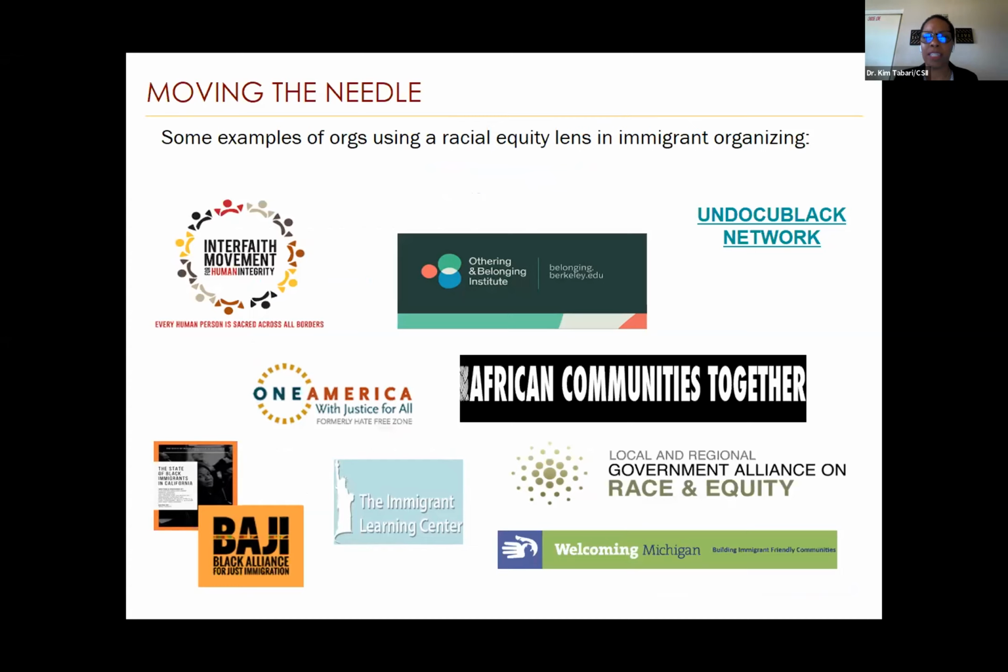And so moving the needle, here are some examples of organizations using a racial equity lens in their immigrant organizing. So highlighting Undocu Black Network, or African Communities Together, or BAJI, the Black Alliance for Just Immigration. Of course, the Immigrant Learning Center, the Interfaith Movement for Human Integrity also is an organization that really embraces a lot of different social movements, right?